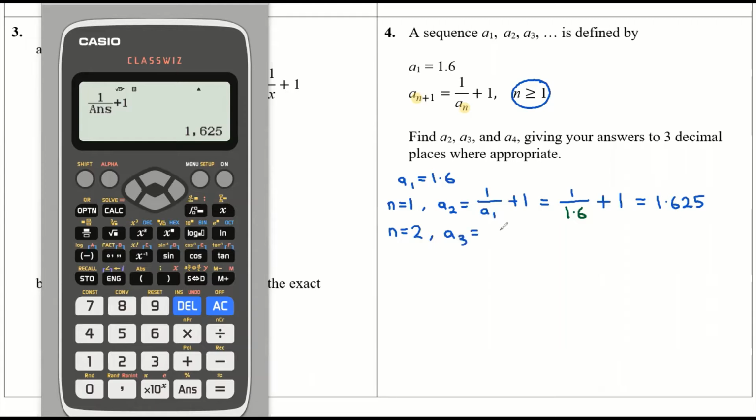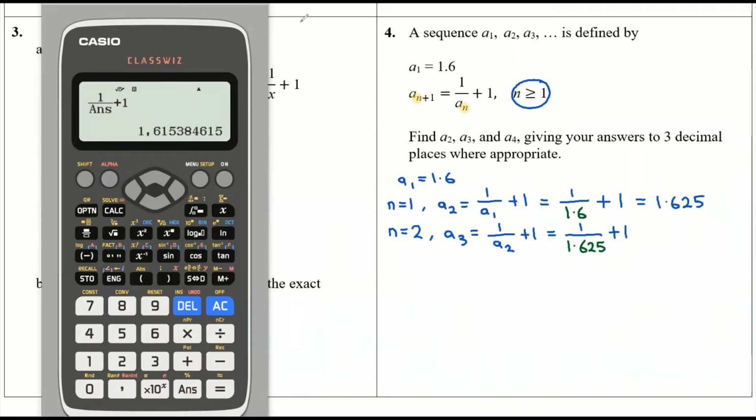Now, for when n equals 2, this will generate A3, which is 1 over A2 plus 1. So it's the same rule. Now, on your calculator, and I'll just write down the working out. So it's going to be 1 over 1.625 plus 1. Now, because on your calculator, we've got 1 over the answer plus 1, if I just press equals again, it will generate the next term for me. So that's going to be 21 over 13. So it's going to be 1.615.